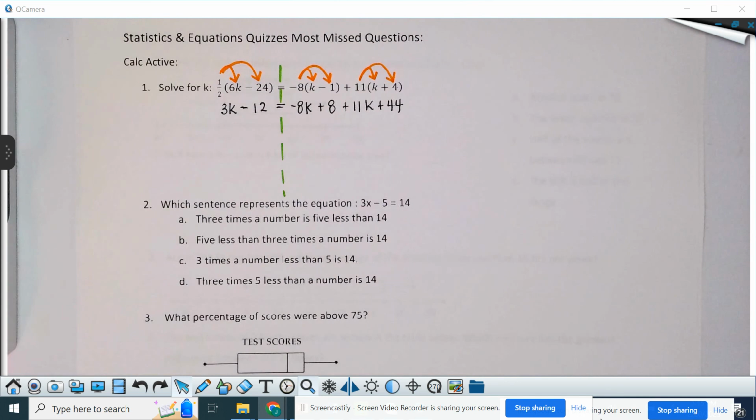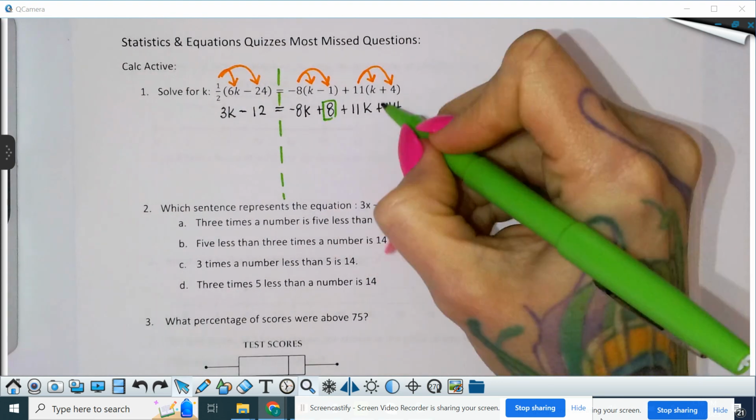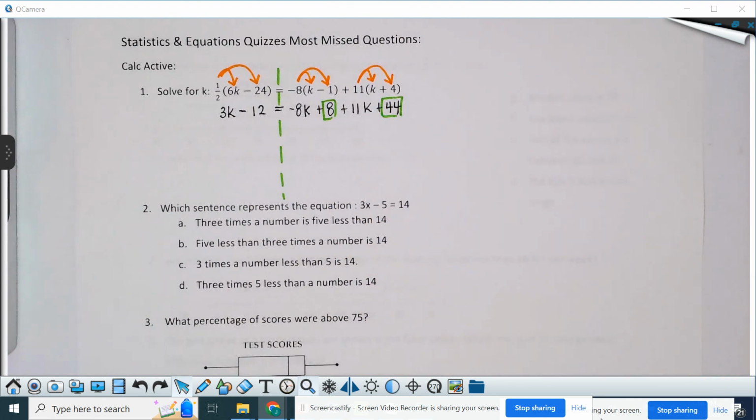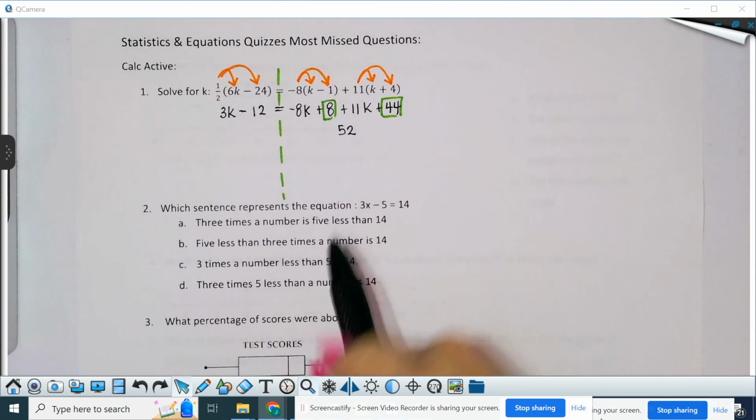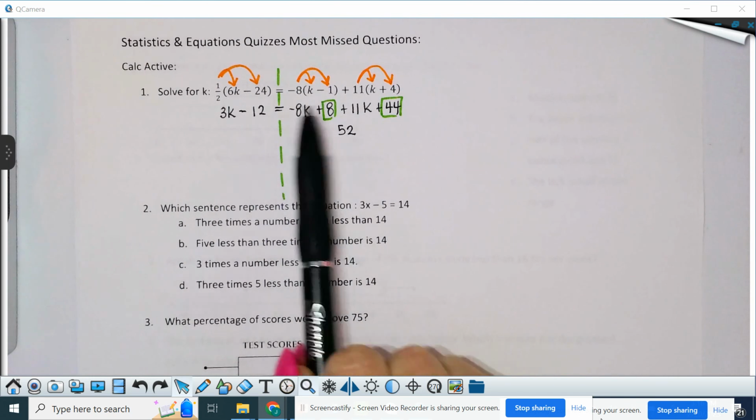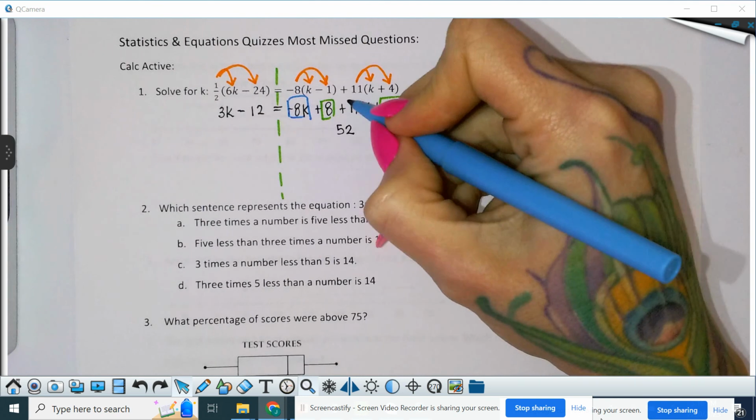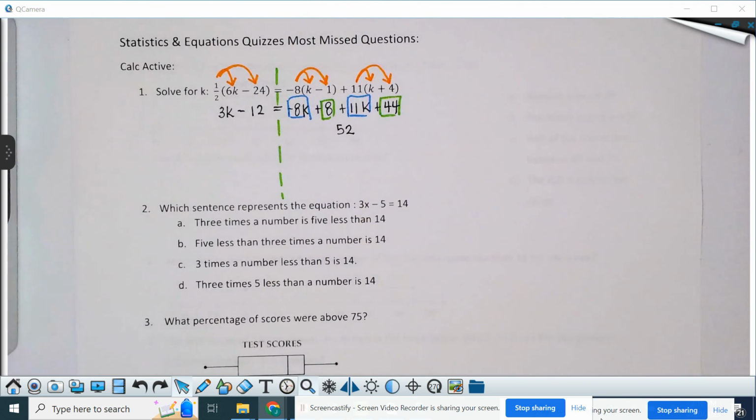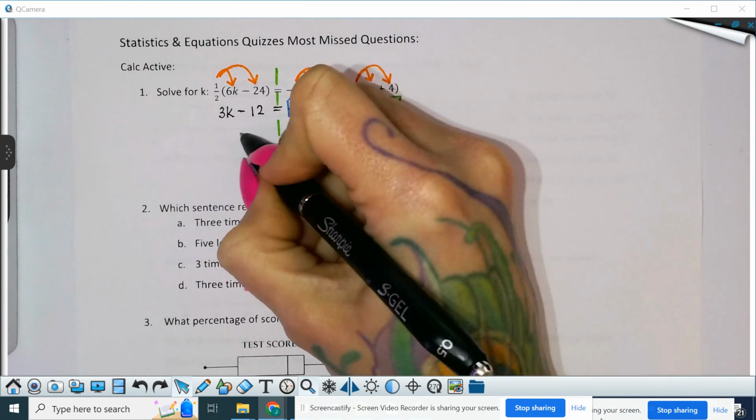My suggestion at this point is to combine like terms and clean up each side before you start crossing the equal sign, because the adding and subtracting and the inverse operations is where a lot of mistakes happen. So I have a constant and a constant, which means 44 and 8 give me 52. And then negative 8k and a positive 11k, those are like terms, so that gives me 3k plus 52, and this one's still hanging out over here.